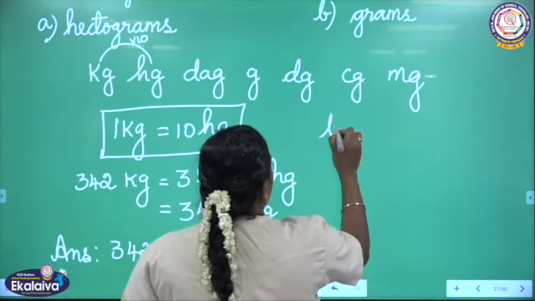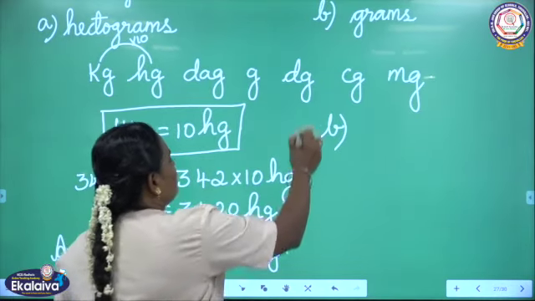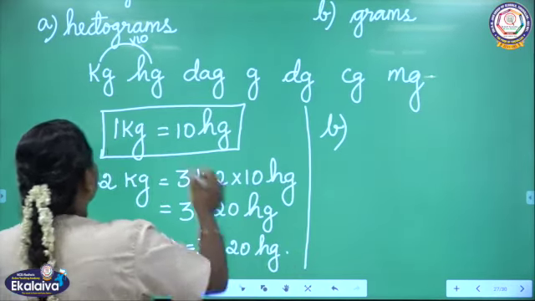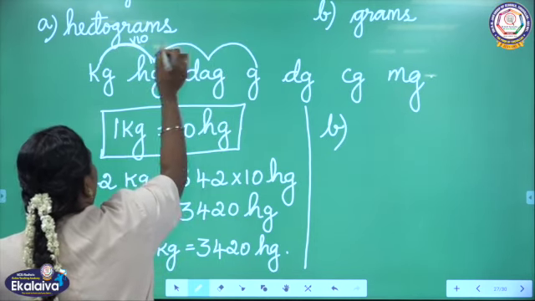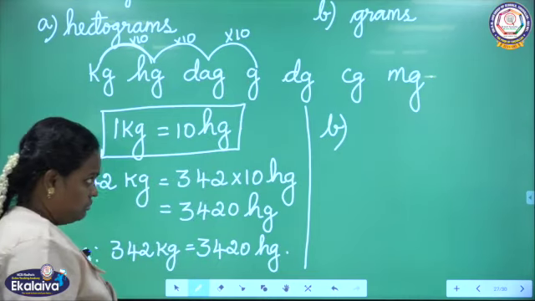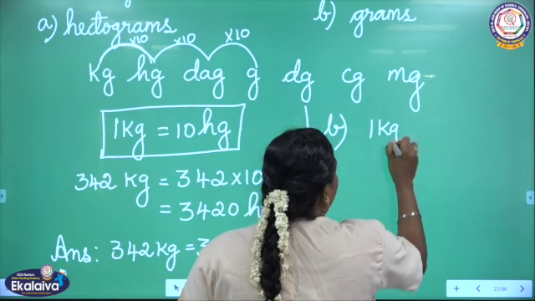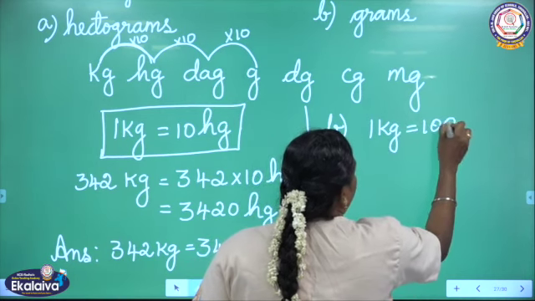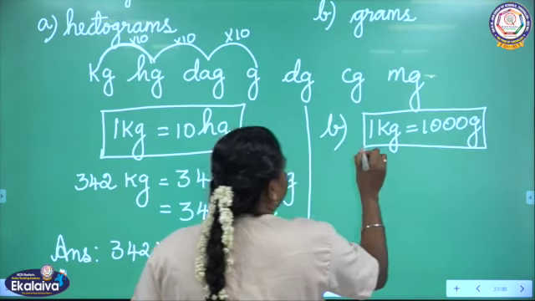Next one, we are going to convert into grams. So B, how will you convert this into grams? Kilogram into gram. How many times? 10 into 10, 100, 100 into 10 is 1000. So 1 kilogram equal to how many grams? 1 kilogram equal to 1000 grams.